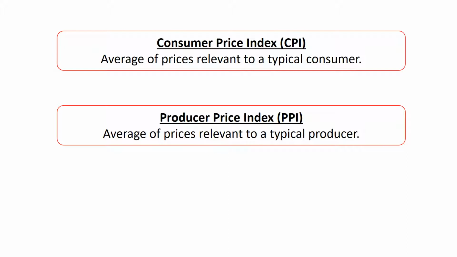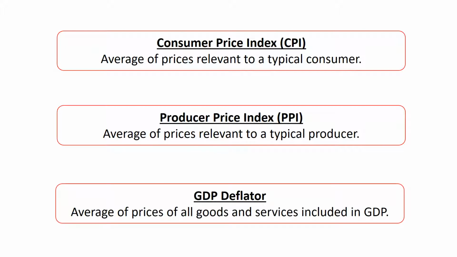The third type of price index number we use is called the GDP deflator, and the GDP deflator is essentially the average of prices of all goods and services included in GDP. So in terms of coverage, the GDP deflator is going to be very comprehensive. So these are three examples of price index numbers that are used in different countries.